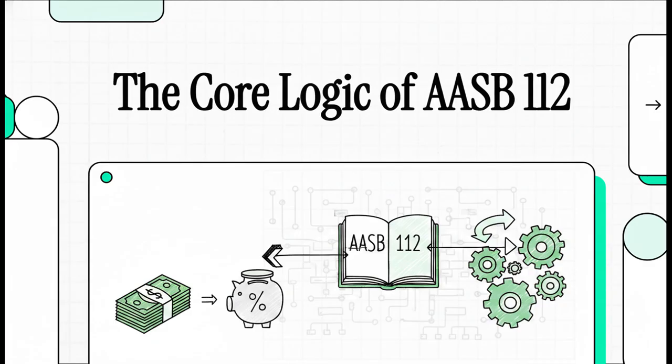Have you ever looked at a massive company's financial statements and just wondered, how on earth can they report millions in profit to their shareholders, but then seemingly owe just a tiny fraction of that in taxes? Well, I promise you, it's not just loopholes or magic tricks. It's actually a highly structured set of rules. So today, we're breaking down the core logic of ASB 112, which is the accounting standard for income taxes, to see exactly how this whole thing works behind the scenes.